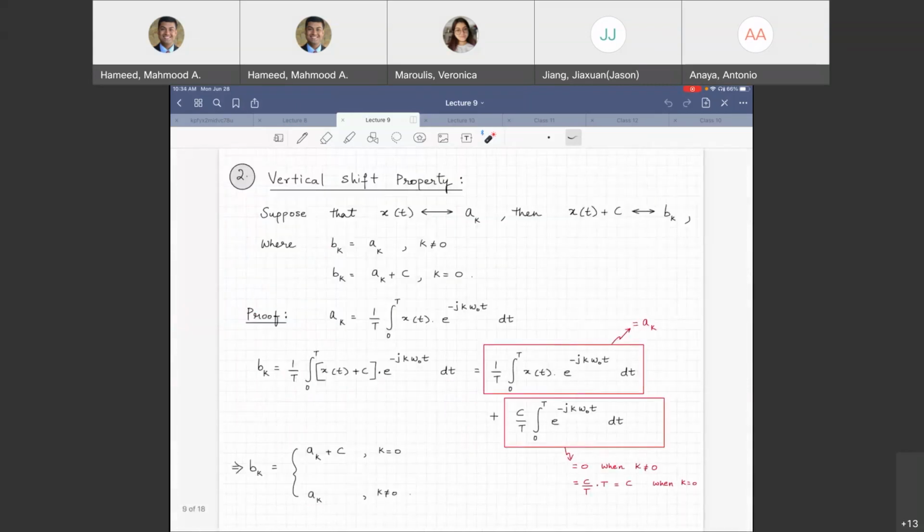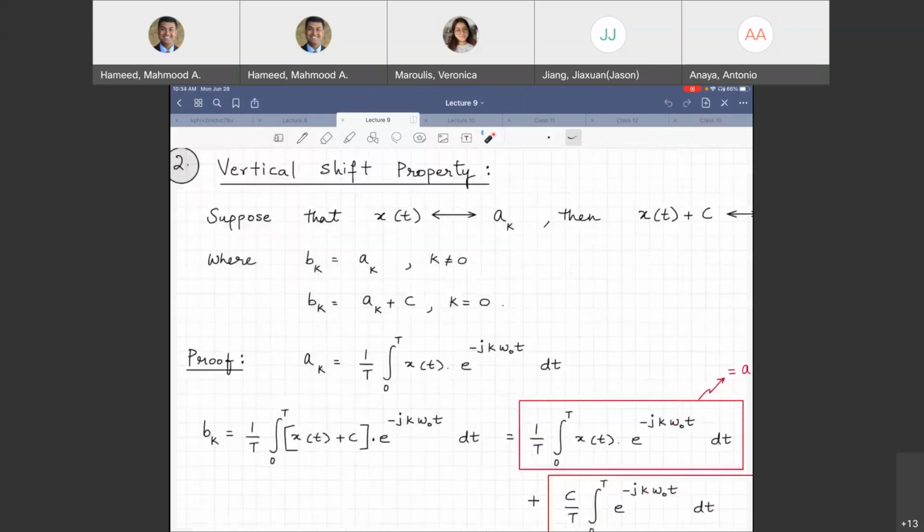Now, the next property that we are going to look at is vertical shift. We talked about it informally a few times. If you move the signal up and down, and it is the same signal that you're moving, the only Fourier series coefficient that gets affected is the DC term, A sub 0, the zeroth Fourier series coefficient. Now, how do you prove that? Let's go through the proof quickly.